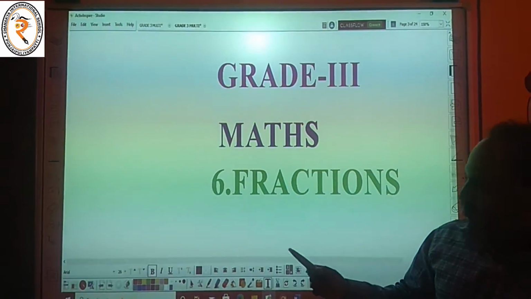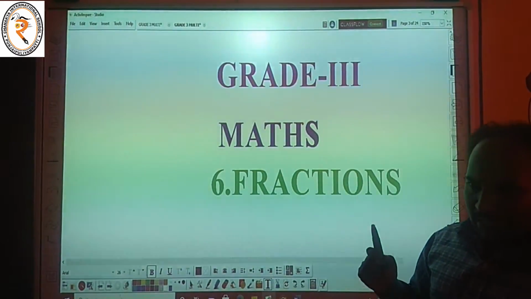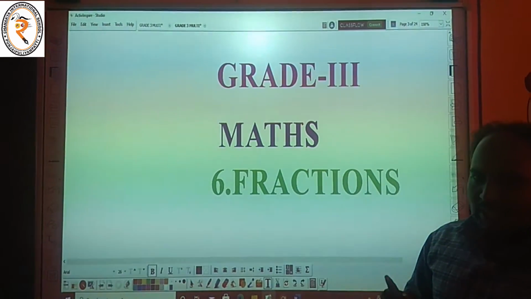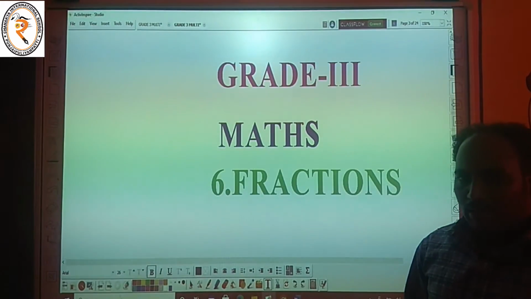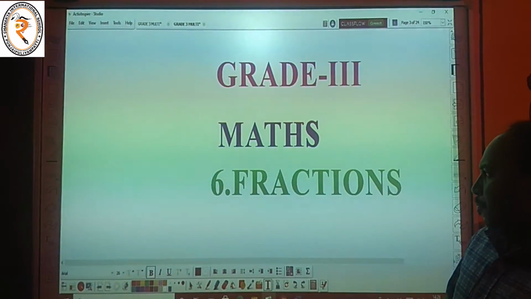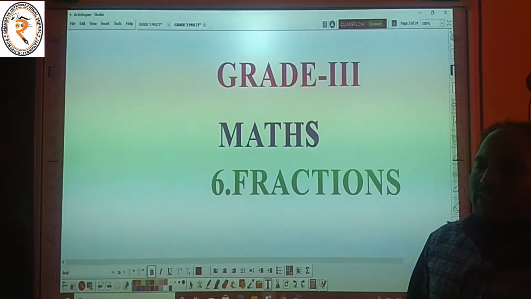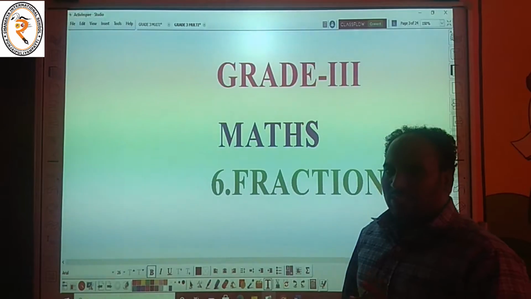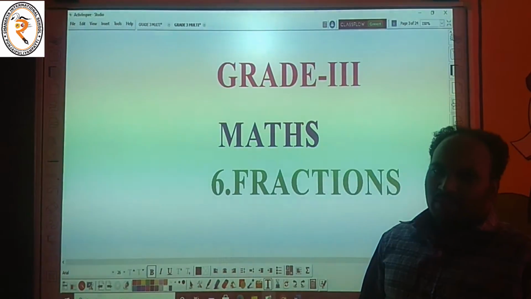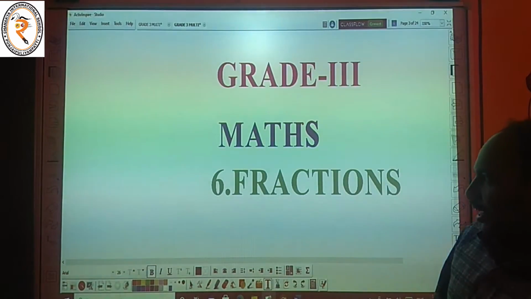Grade 3, subject mathematics, chapter 6, fractions. So what is meant by fractions? Fractions mean part of whole. Part of whole is called the fraction. Here we have two parts. The first one is numerator and then the second one is denominator.